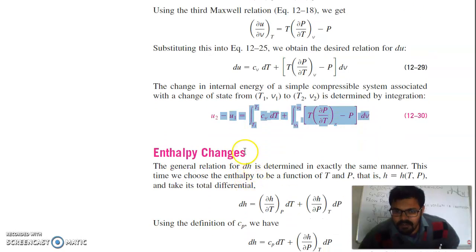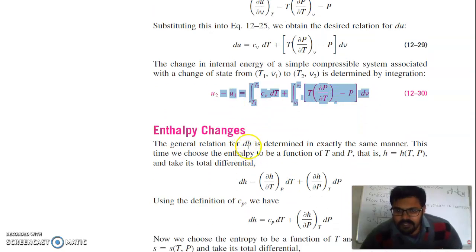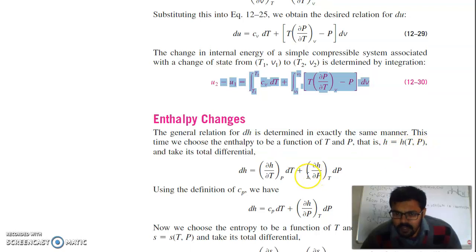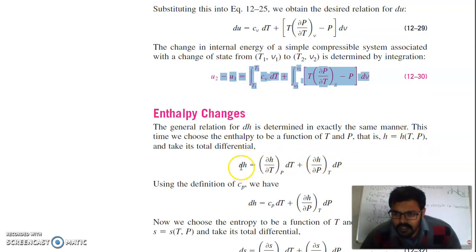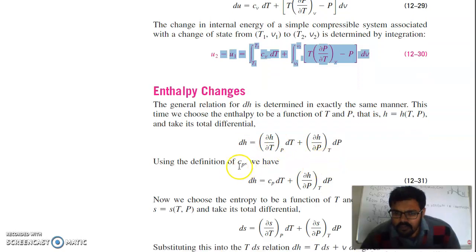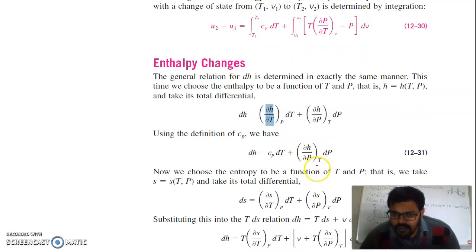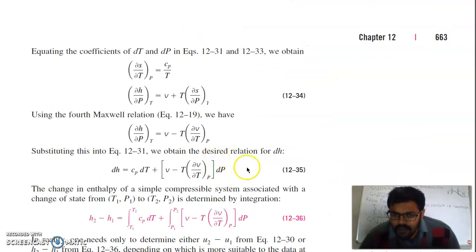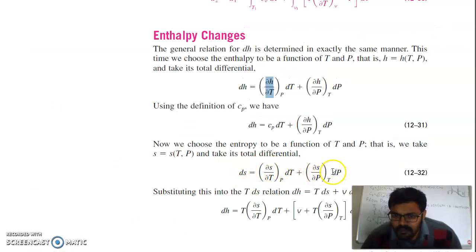So next is enthalpy change. The same way you can find the enthalpy change. Let us treat H as a function of temperature and pressure, two properties. So apply the differential form. In the differential form, this equation becomes this using the definition of Cp. We know del H by del T at constant pressure is Cp, so dH is Cp dT plus this term. Now we choose the entropy to be a function of temperature and pressure, that is, we take S as a function of temperature and pressure. In the differential form, this equation becomes this.